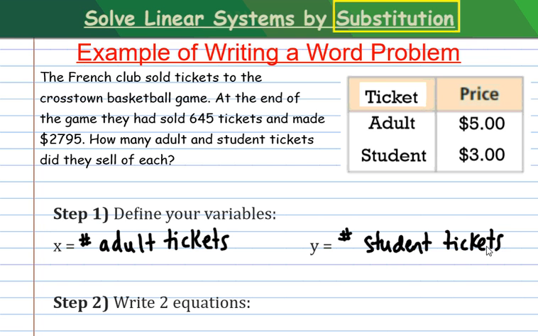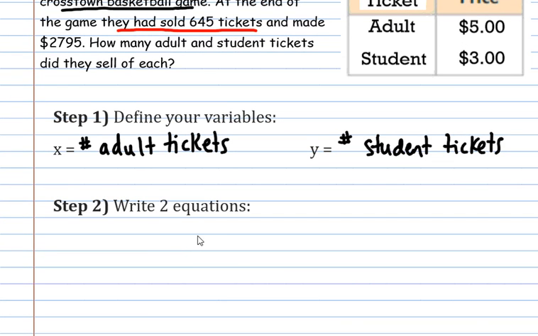And then I go back and read the paragraph to pull out the equations. The French club sold tickets to the crosstown basketball game. There's no equation there. That's just what helped me eventually write the variables at the end. Then it says, at the end of the game, they sold 645 tickets. So that means the number of adult tickets plus the number of student tickets has to be 645. That's our count equation.